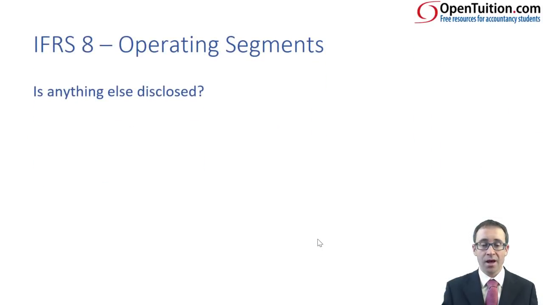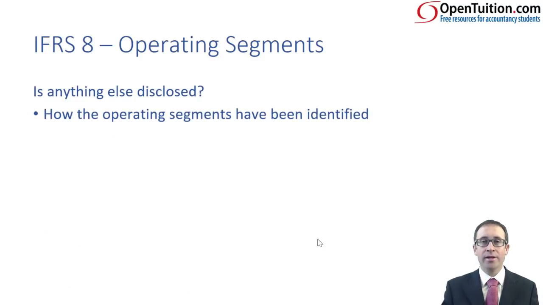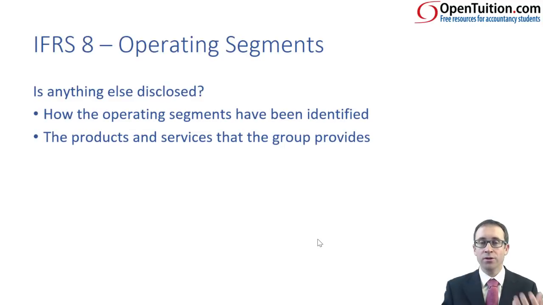Is there anything else disclosed? Yeah, there is. We need to disclose how the segments have been identified. So who's the chief operating decision maker, and the products and services that the group provides. I was unsure about the agriculture and the ingredients. What did that relate to? We will be able to find out in a moment.